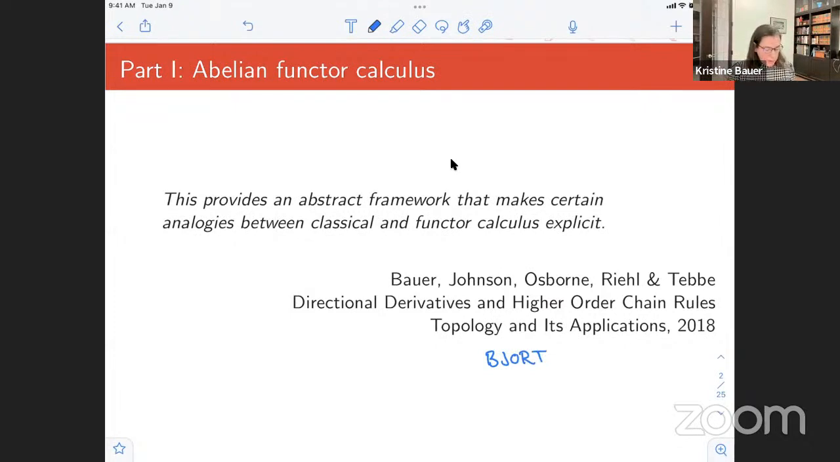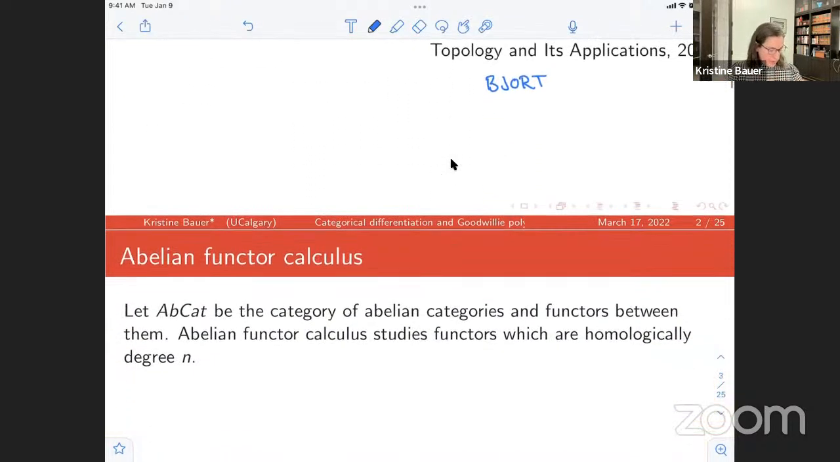And what I'm going to tell you is how abelian functor calculus fits into an abstract framework that makes analogies between classical and functor calculus explicit. In fact, the whole goal of my talk is to explain to you how the polynomial functor calculi that are used in algebraic topology are actually explicitly examples of calculus. In part one, we'll talk about abelian functor calculus. All right.